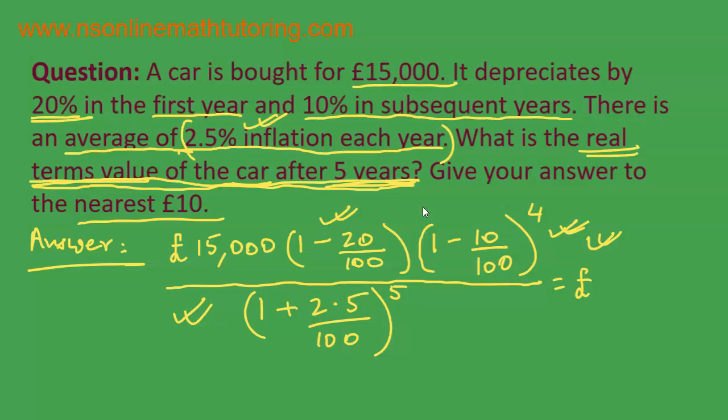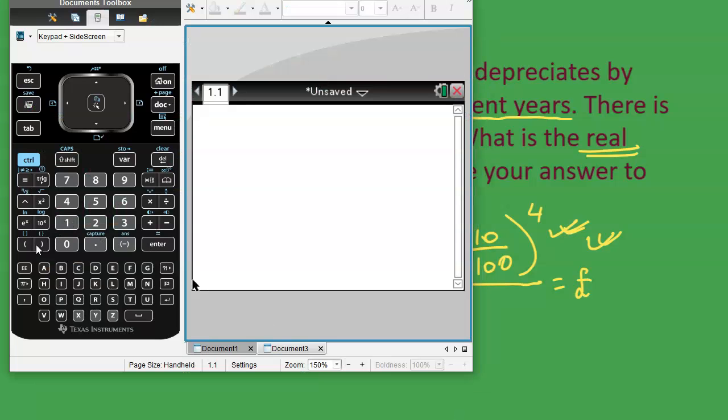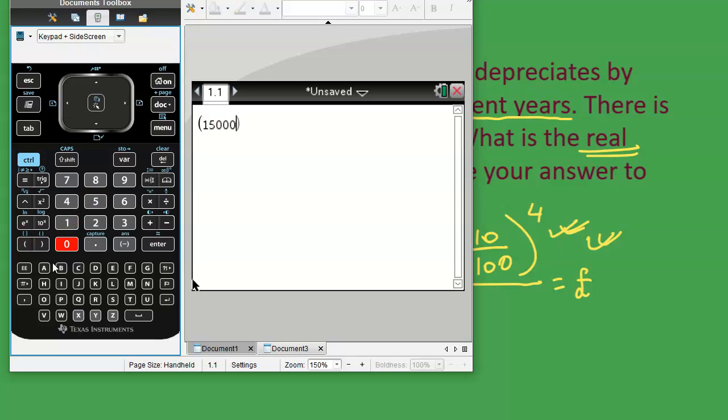For that we need the calculator. It is 15,000 times 1 minus 20 divided by 100. This is for the first year, times 1 minus 10 divided by 100 to the power of 4. And this has to get divided by 1 plus 2.5 divided by 100 raised to the power of 5.